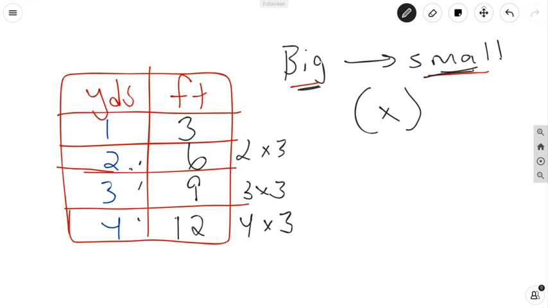Now, all of the information as far as how many inches are in a foot, how many feet are in a yard, how many feet are in a mile, how many yards are in a mile, all that information will be given to you. Okay, the most important thing you need to memorize is big to small and small to big. All right, so let's try some. Let's try some without the tables.